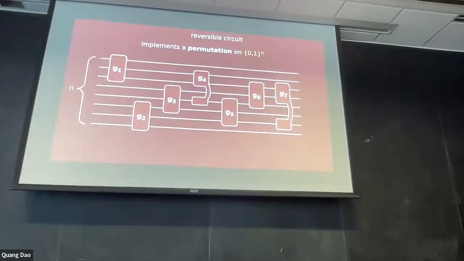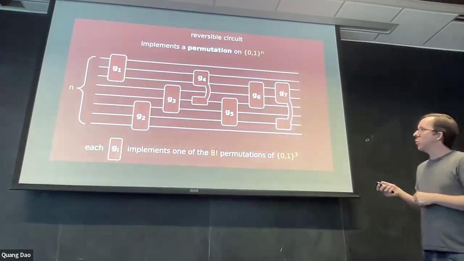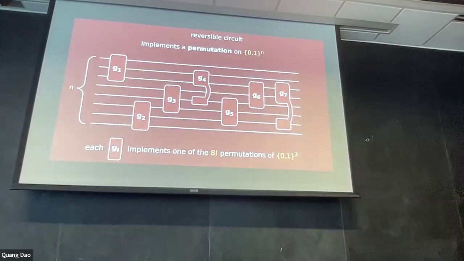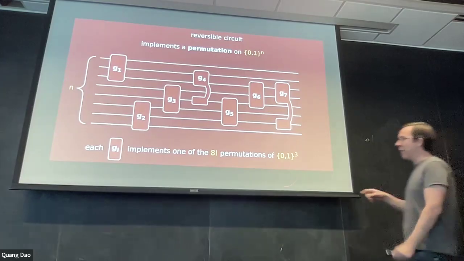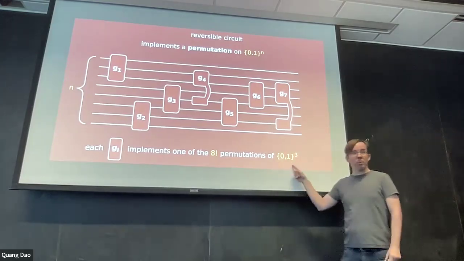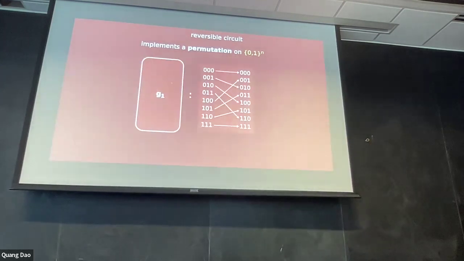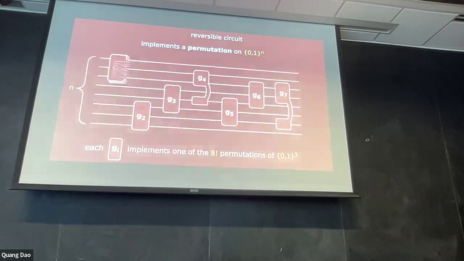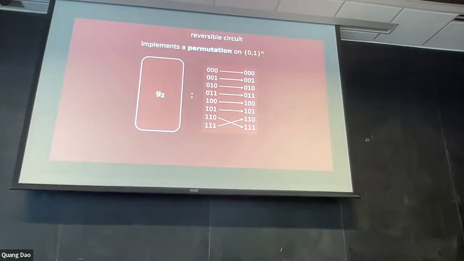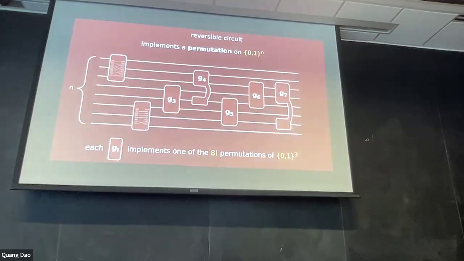You have n wires, those are the horizontal lines, and each one of these blobs is a gate, and in this picture each gate takes in 3 bits and outputs 3 bits, and each gate implements one of the 8 factorial possible permutations on 3-bit strings. So this G1 might be implementing this little permutation on 3-bit strings, and this G2 might be implementing this little permutation, and so forth.